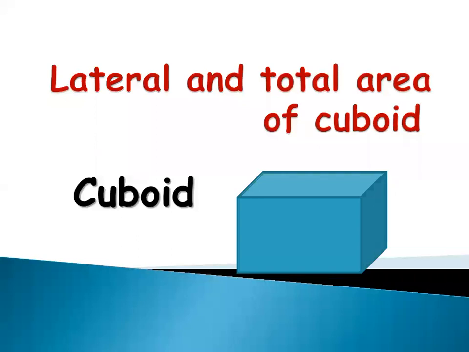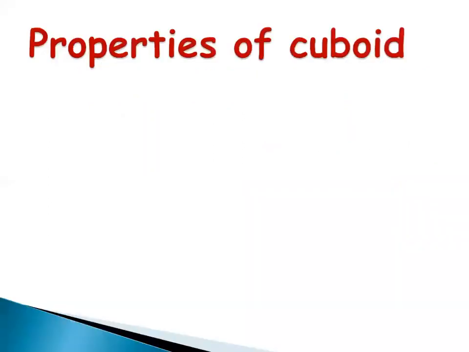In the last video, we talked about lateral and total area of cube. And you know the meaning of lateral and total area. Today we're going to talk about lateral and total area of cuboid. But first, let's review together some of the properties of cuboid.